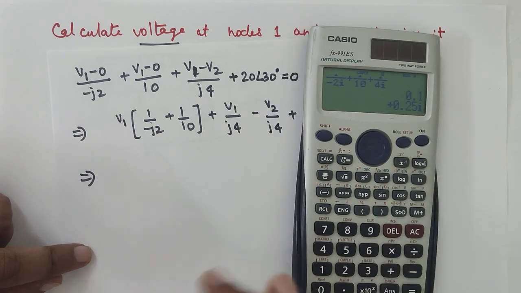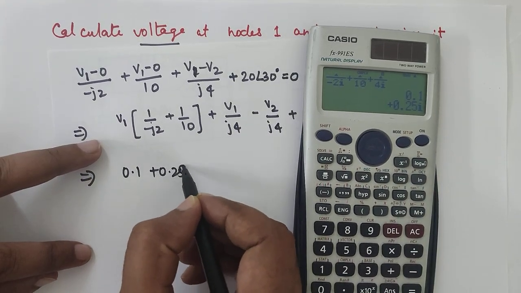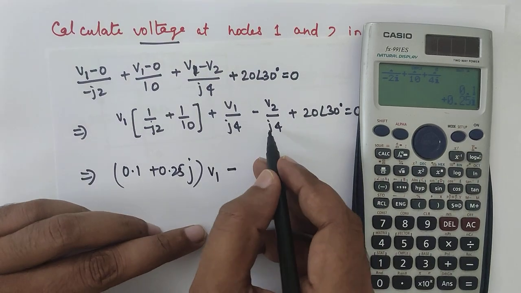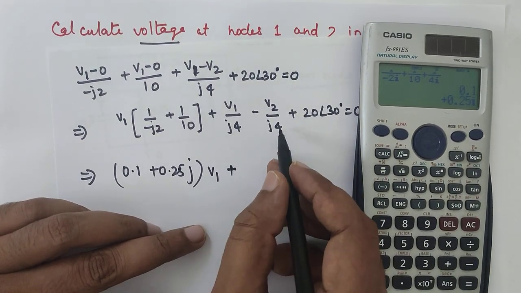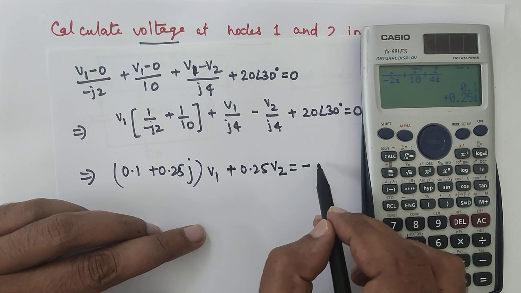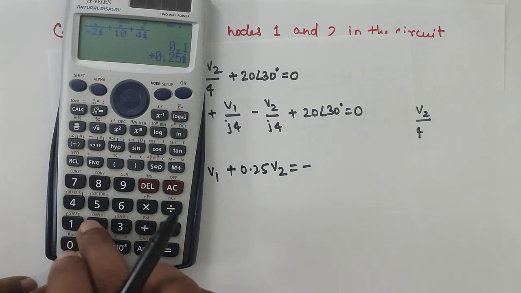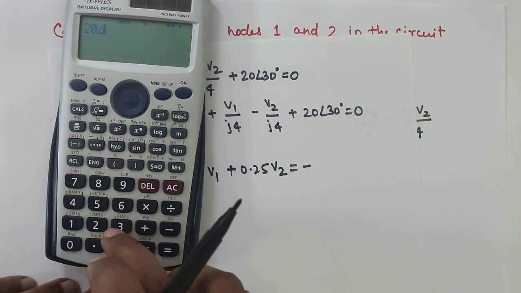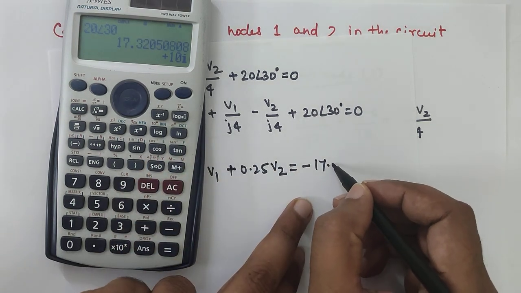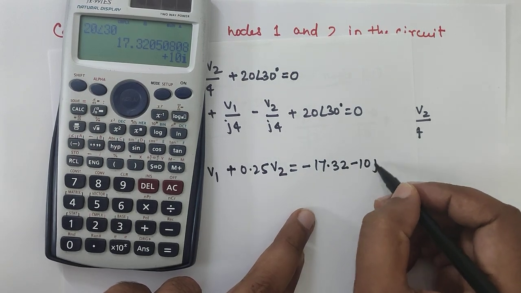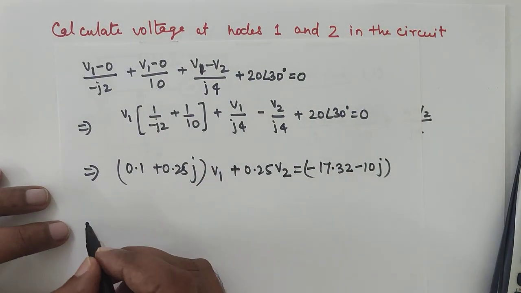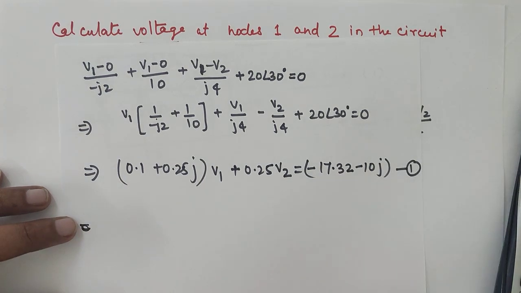It's equal to 0.1 plus 0.25J into V1 minus V2 by J4 will become, J will go in the top, so it will become plus J, and 1 by 4 is 0.25. So 0.25J V2, which is equal to minus 20 angle 30. So we'll just find out what is 20 angle 30. 20 angle 30 will be equal to 17.32 plus 10J, so minus 17.32 minus 10J on the right side. So you got the first expression. Now we will find out the second expression from node 2. So this is our equation 1.